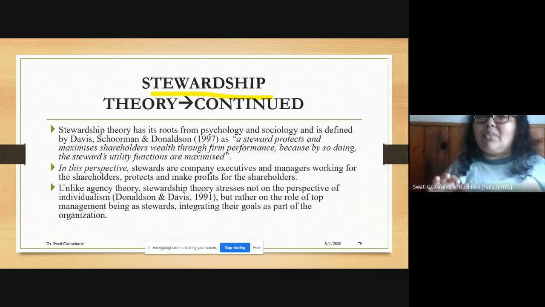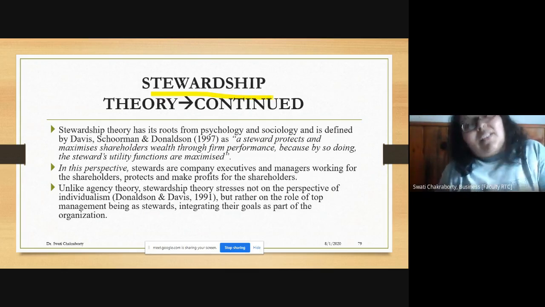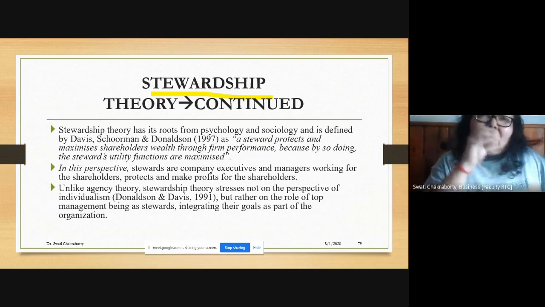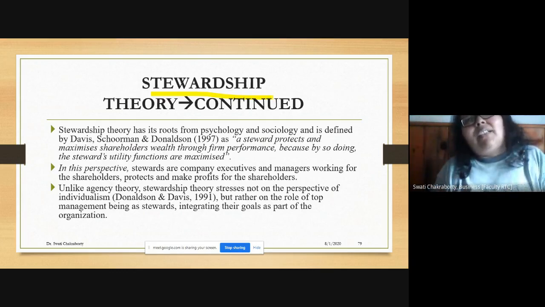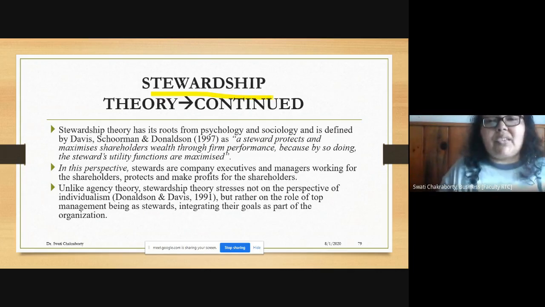Now, stewardship theory is similar to agency theory. The only thing is, in agency theory, the agents work on behalf of the principal, the shareholders, right? The executives are working on behalf. Stewardship theory is the executives are ensuring that the shareholders' needs are satisfied. That's the difference. They're not working on behalf, right?